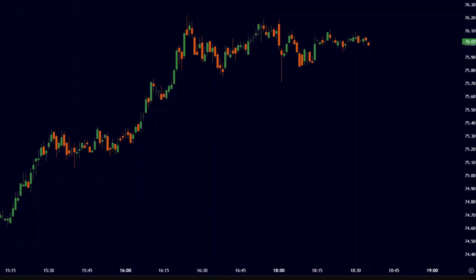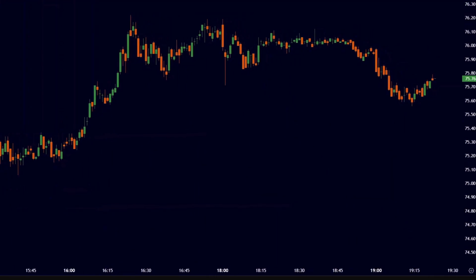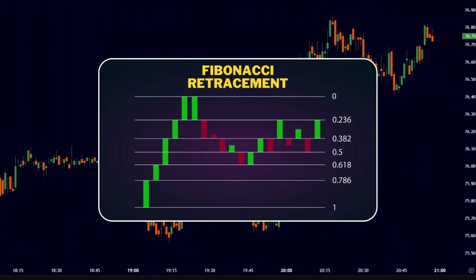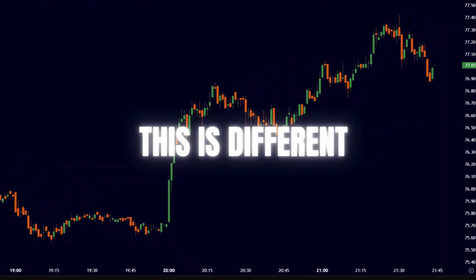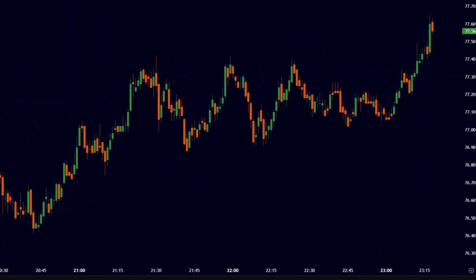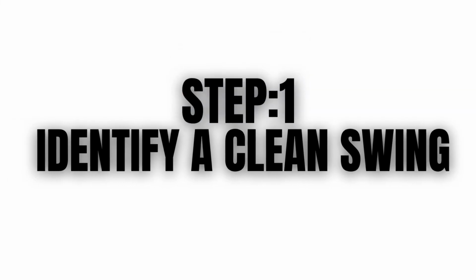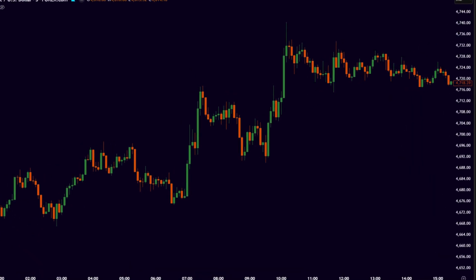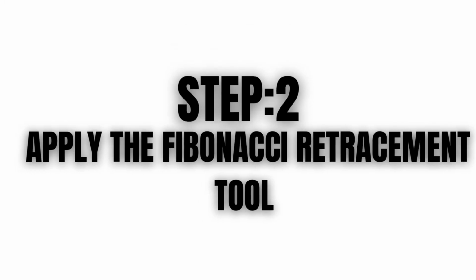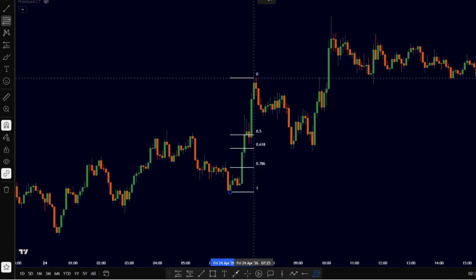Now let me show you exactly how to map these zones on your chart. ICT uses a Fibonacci retracement tool. And before you scroll away because you have seen Fibonacci used in 1,000 ways before, this is different. ICT does not use Fibonacci the way most people do. Here is the exact process. Step 1. Identify a clean swing. A clear swing low followed by a clear swing high in a bullish move, or a clear swing high followed by a clear swing low in a bearish move. Step 2. Apply the Fibonacci retracement tool from the swing low to the swing high. In TradingView, you drag it from the low up to the high.